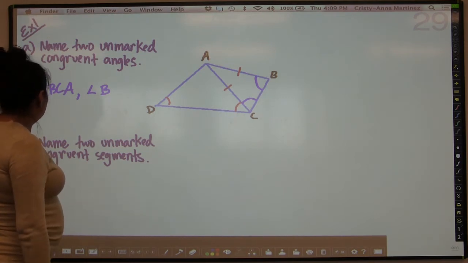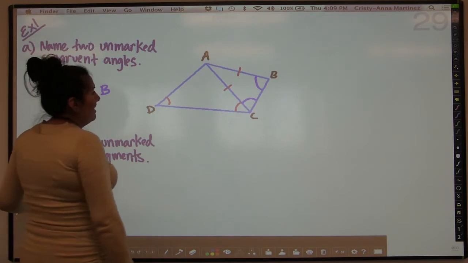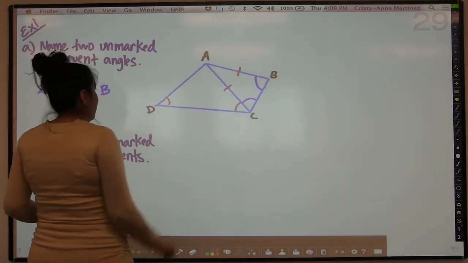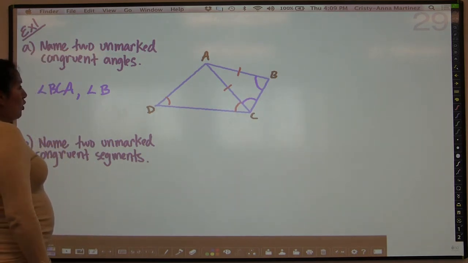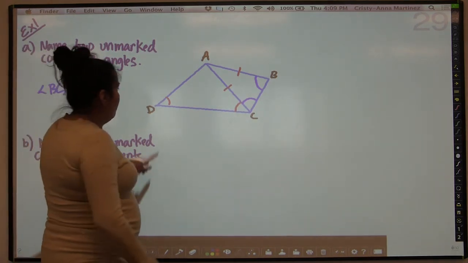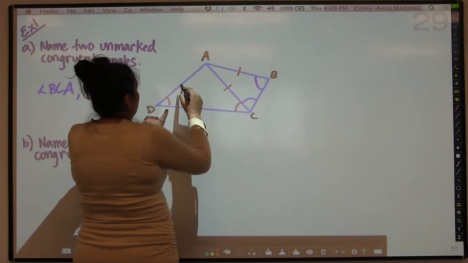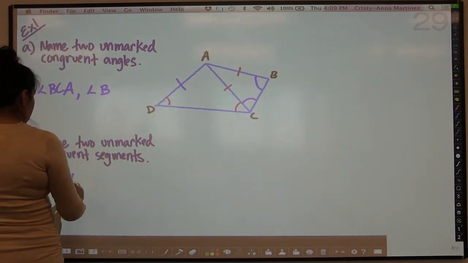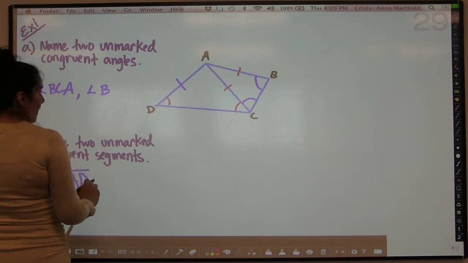And then in part B it says name two unmarked congruent segments. We already have that these are marked congruent. So to name two segments that are also congruent, if these two base angles are congruent, then AC should be congruent to AD. So we're going to go with AD and AC.